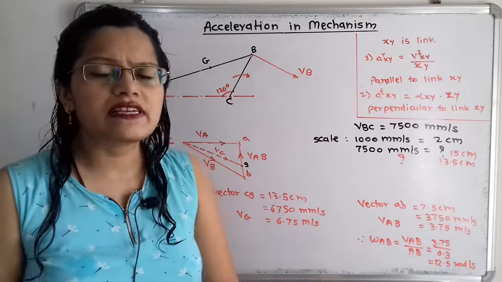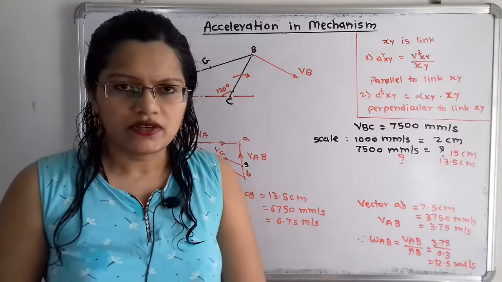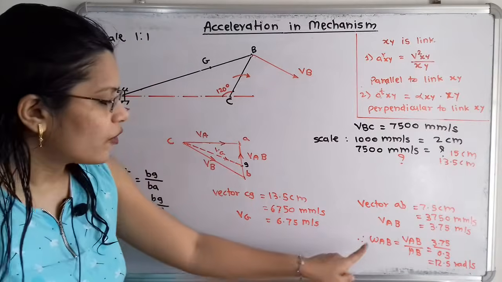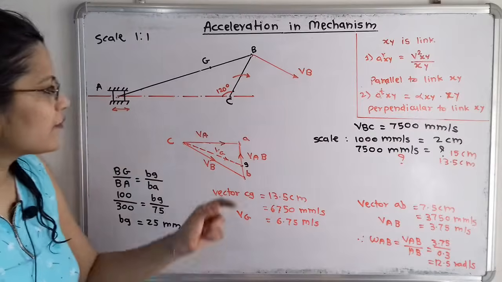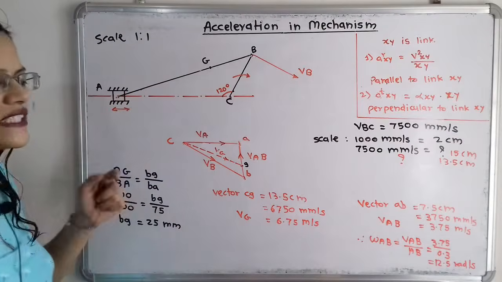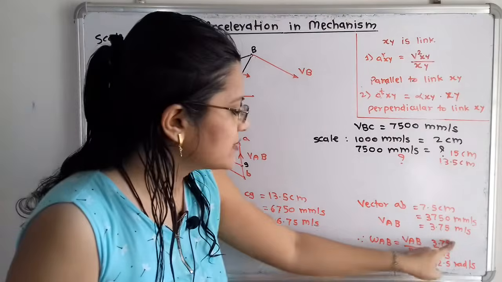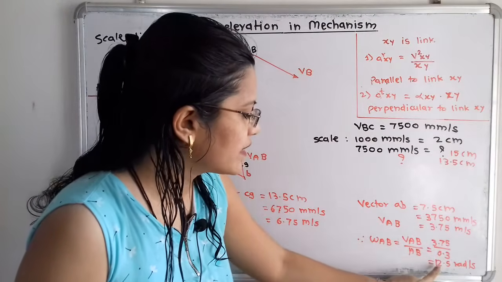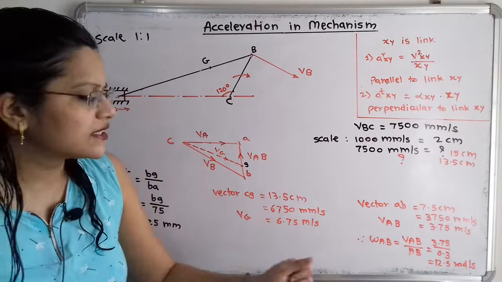Now from this linear velocity, we have to find out the angular velocity for this AB. So omega AB is equal to VAB by AB. What is the distance AB? That is 300 millimeter. So we can say 0.3 meter. So 3.75 divided by 0.3, which is equal to 12.5 radians per second. So this is the magnitude.